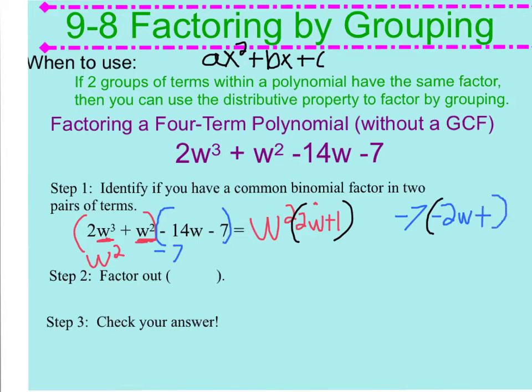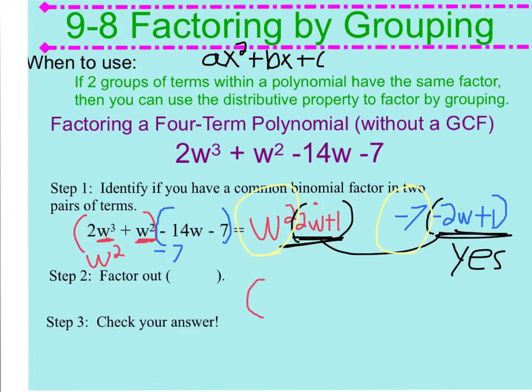Just like before, it's very important. Look at this and this. Are they the same? Yes. All right. Then we can write our answer. Here's what we'll do. This factor and this factor make up my first parentheses. So my first parentheses will be w squared minus 7. And my second parentheses will be the parentheses that repeated itself, 2w plus 1.